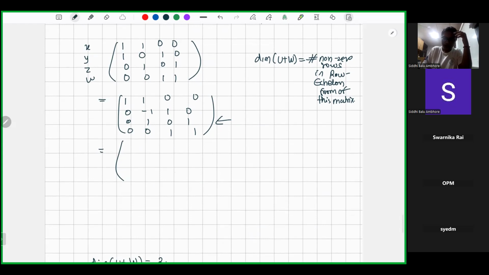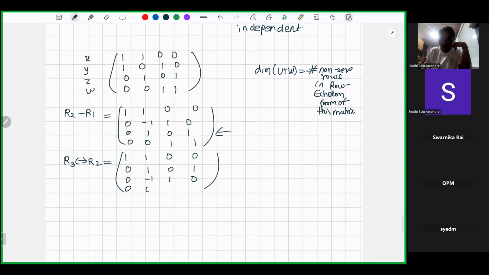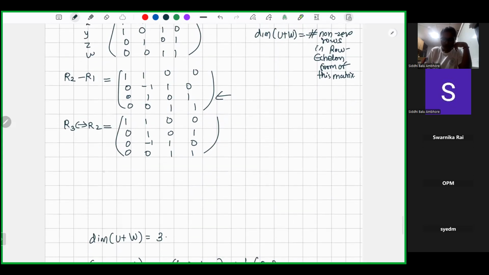And now I will just swap these two. 1, 1, 0, 0, 0, 1, 0, 0, 0. Can you just write this R2 minus R1, which row to which row you are subtracting? Okay, I will do that. Yeah, this is R2 minus R1. And this is, I'm doing just R3 swap R2. And now I'm doing R3 plus R2.